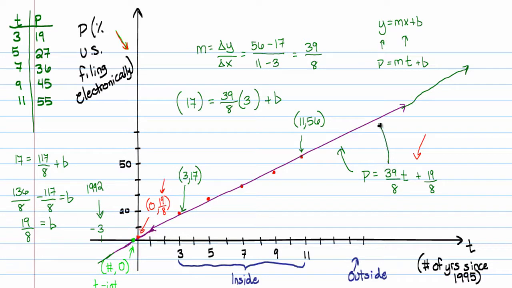The slope of the equation is 39/8, and the meaning is, well, when converted to just regular old numbers, that's 4.875.